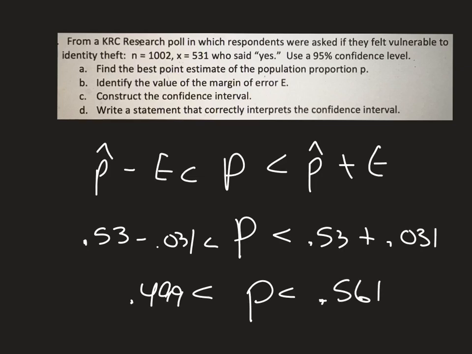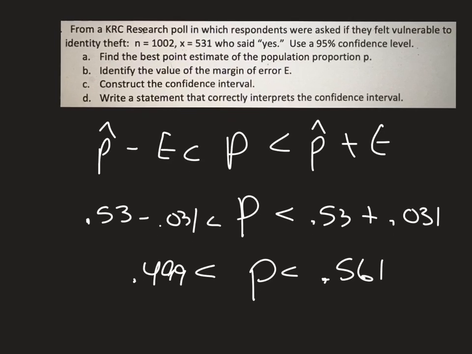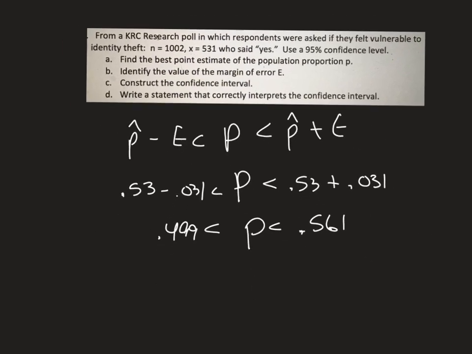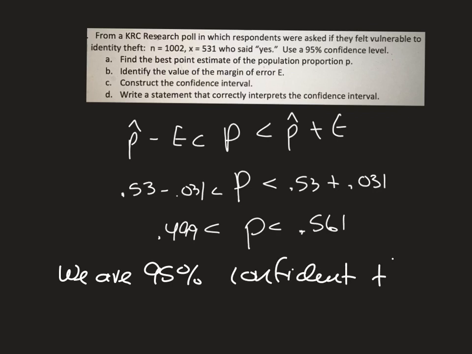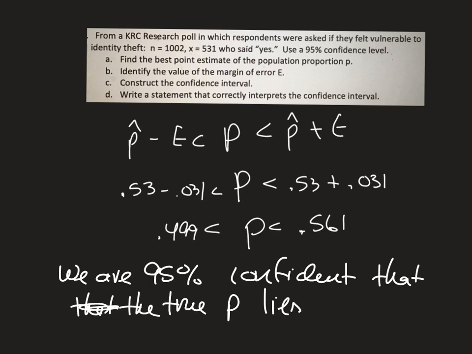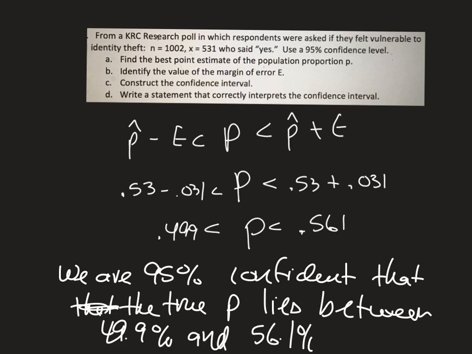All right, and then part D, write a statement that correctly interprets what we just did. All right, so here we go. We are 95% confident that the true p, or true proportion, lies between 49.9% and 56.1%. Great handwriting by me right there.